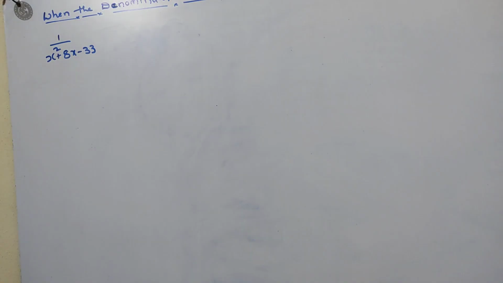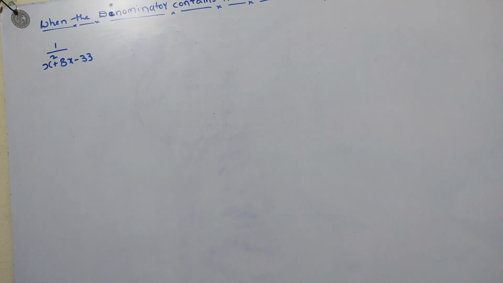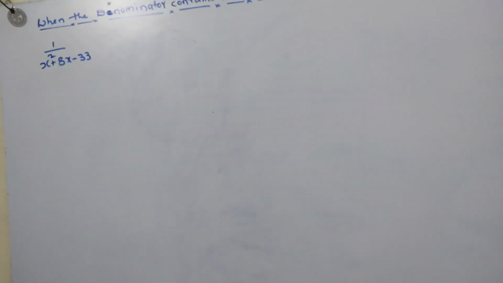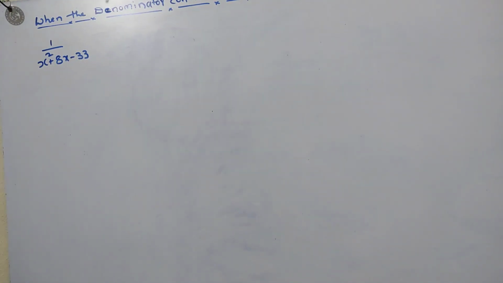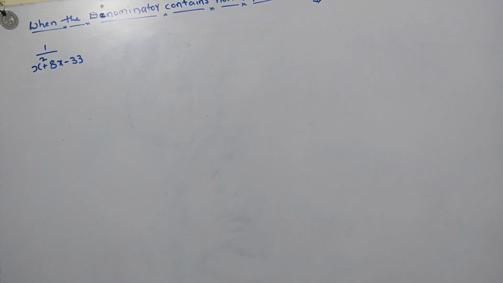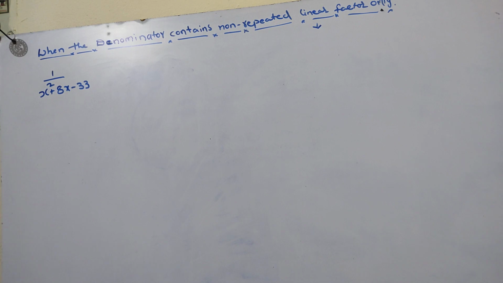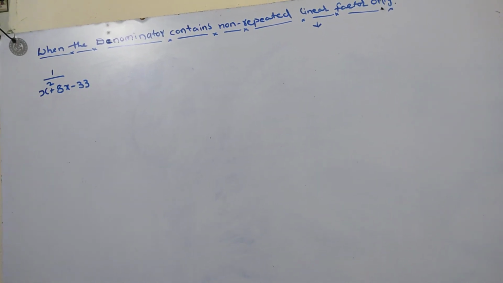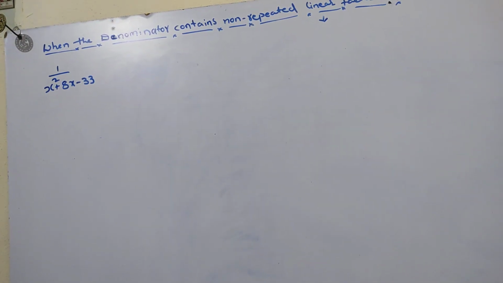So in the last class we learned about some definitions of partial fractions. Now we have to see the first method, when the denominator contains non-repeated linear factors.